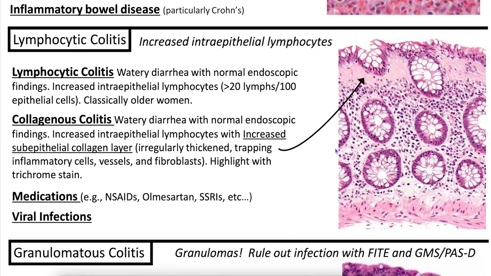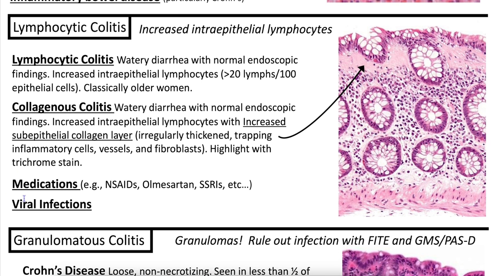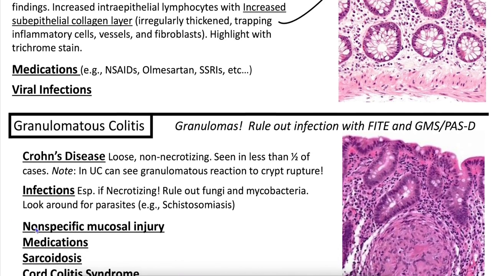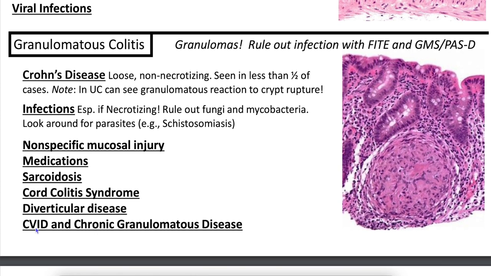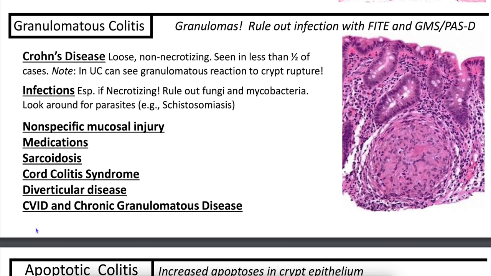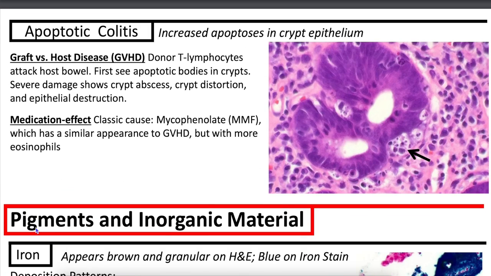Lymphocytic colitis, collagenous colitis, which both make up microscopic colitis because it's normal findings on endoscopy. Medications and viral infections. Granulomatous colitis, Crohn's, infection, nonspecific mucosal injury, medication, sarcoid, cord colitis syndrome, diverticular disease, and CVID, and chronic granulomatous disease. Apoptotic colitis, graft versus host disease, and medication effects, especially mycophenolate.